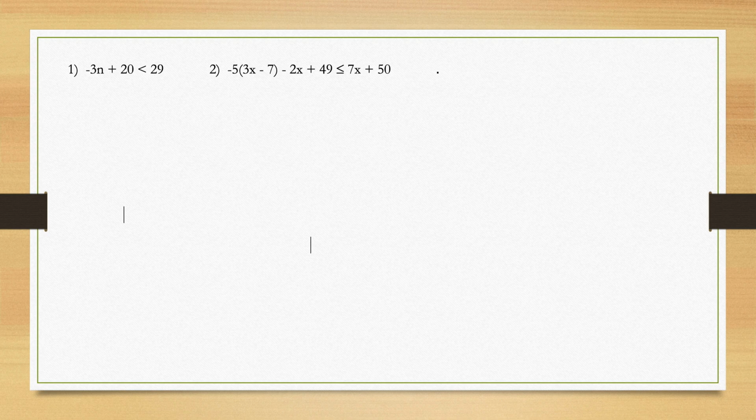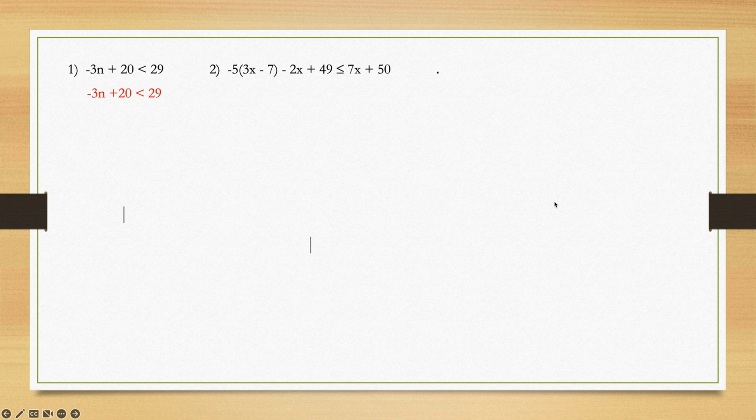Okay, let's do these two inequalities. Graph them, bracket notation at the end. Go ahead. Okay, I assume you did stop and start.